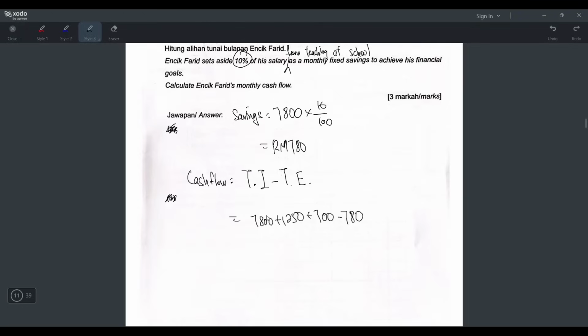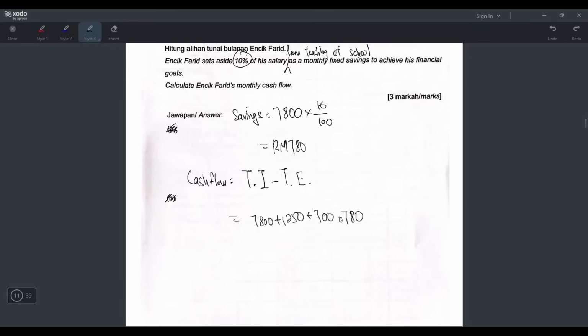Okay, it means the 7,800 has to minus 780. But the position where you write the negative 780 is not important. Some of you maybe want to write it here, maybe you want to write it here, negative 780. But if you write it here, make sure you erase here lah. Can also lah, same thing.